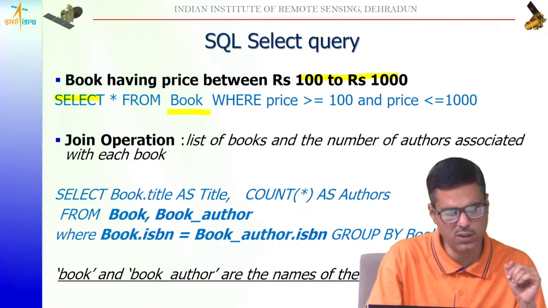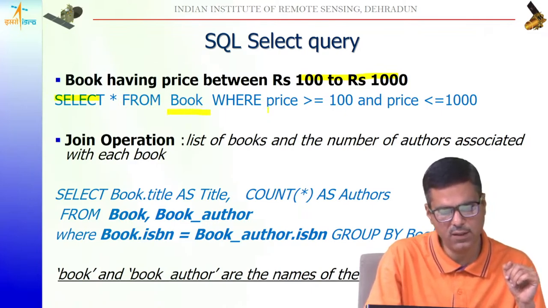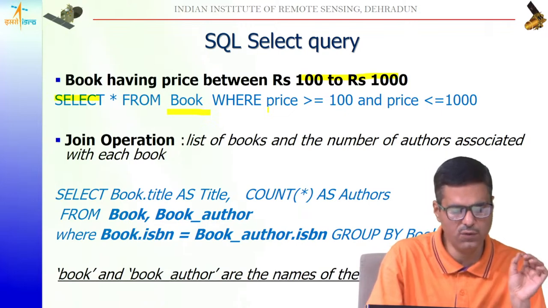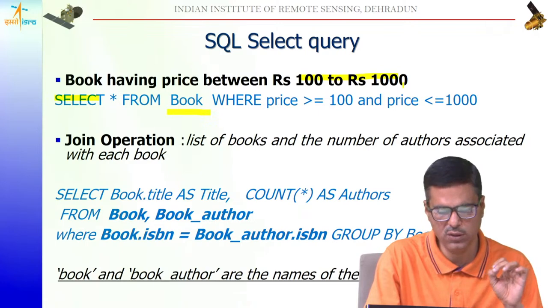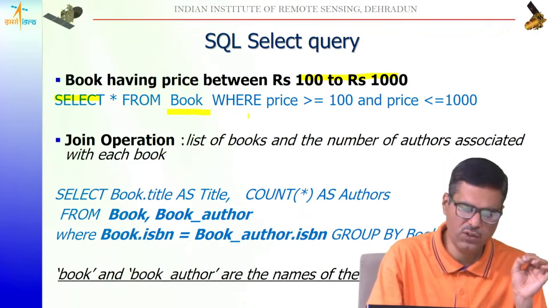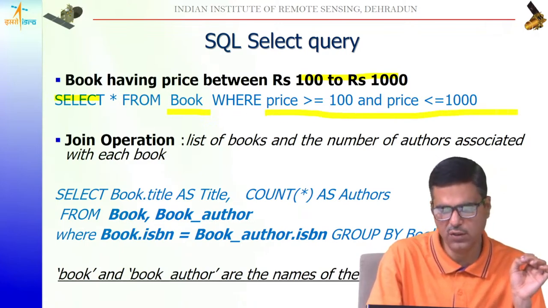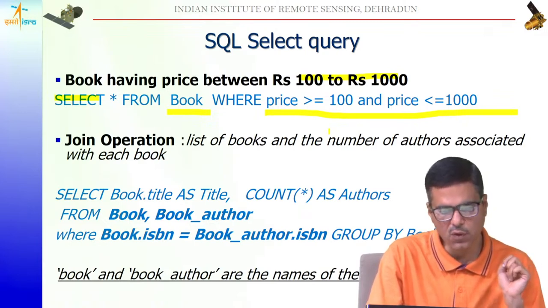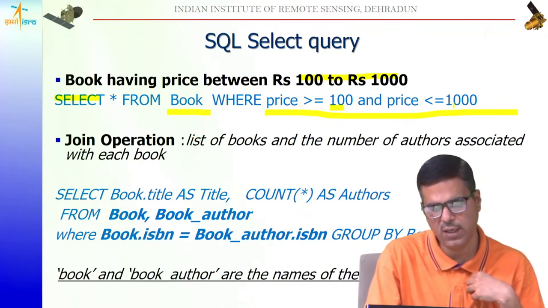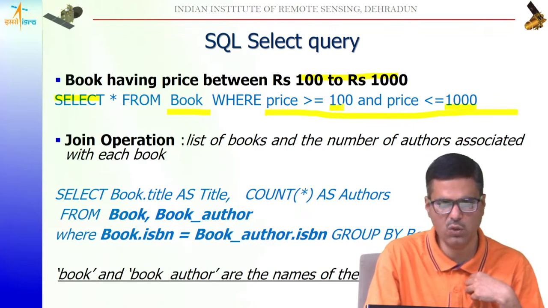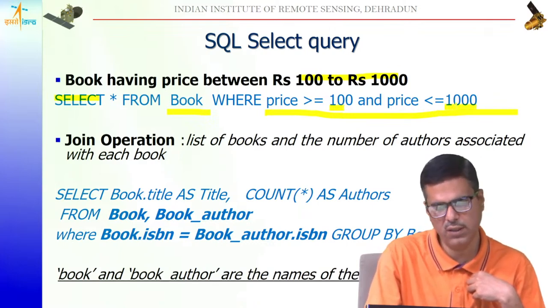The name of the table is book, and since we are looking only for those books where the price is between 100 to 1000, and as I said, after the where clause we can write the predicate, which in this case makes use of relational and logical operators to tell the system that we want the price between 100 and 1000, inclusive of both 100 and 1000.